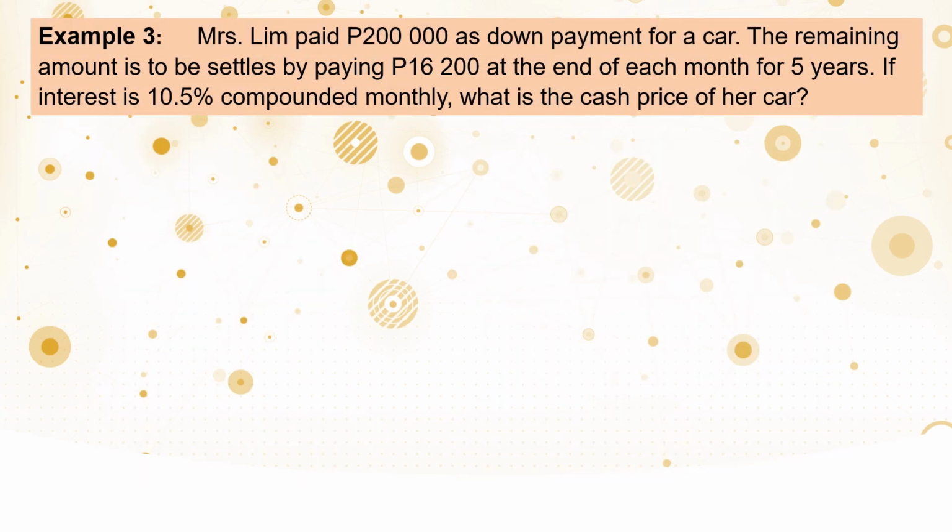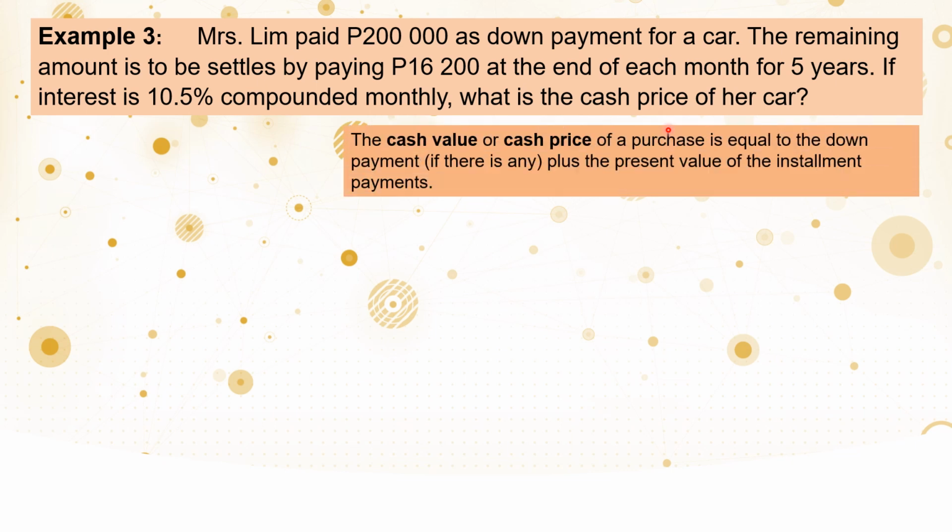Example number 3. Mrs. Lim paid 200,000 pesos as down payment for a car. The remaining amount is to be settled by paying 6,200 pesos at the end of each month for 5 years. If interest is 10.5% compounded monthly, what is the cash price of her car? So what is being asked in the problem is the cash price of the car.